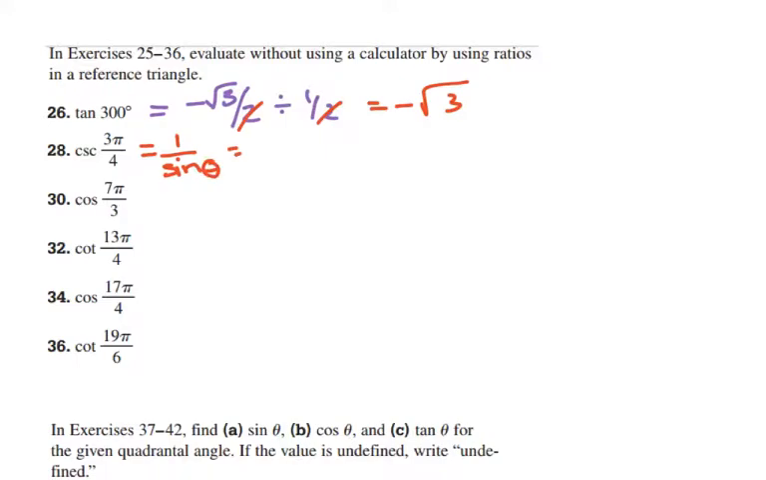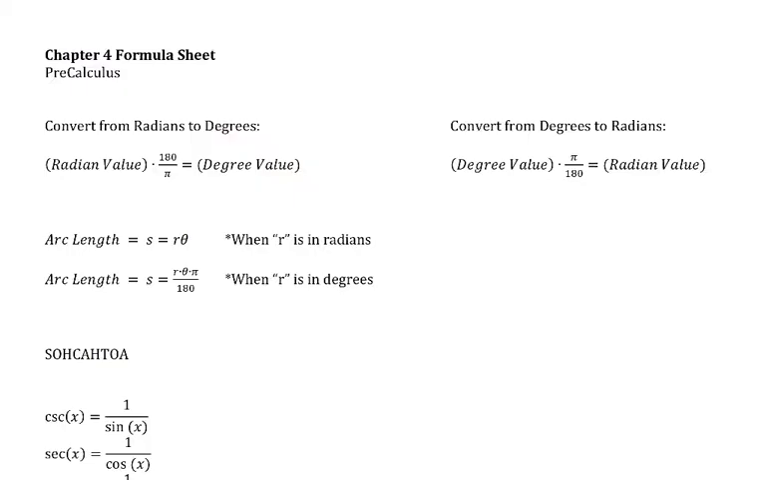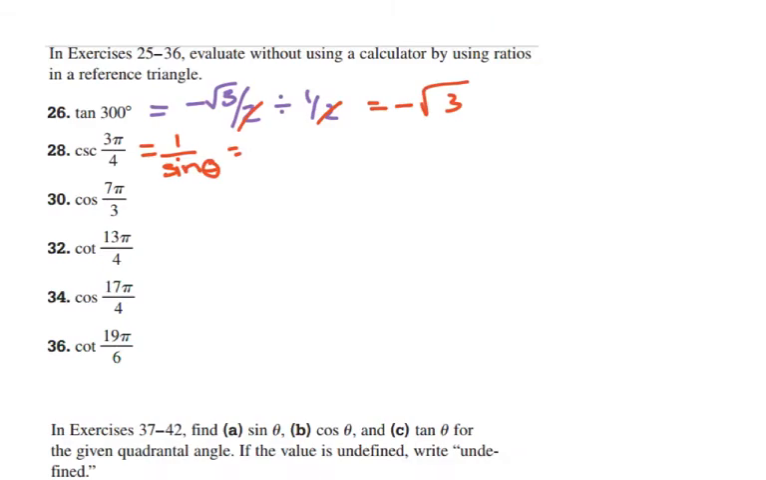The next one is doing cosecant, and remember that cosecant is 1 over sine, and so we want 1 over sine of 3 pi over 4, so looking for 3 pi over 4, that's over here, and we want sine, so that's the y value, so square root of 2 over 2, but it's 1 over that result, so that means we'd flip it.